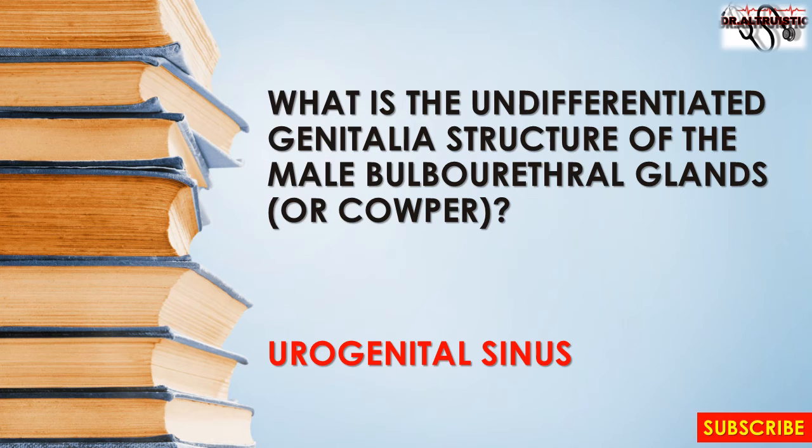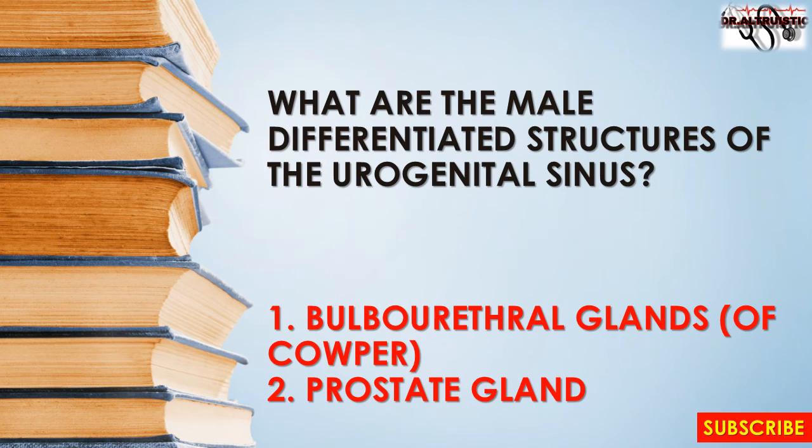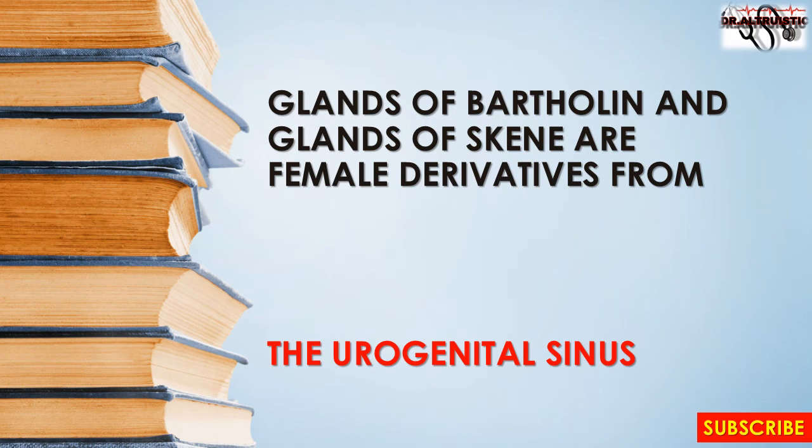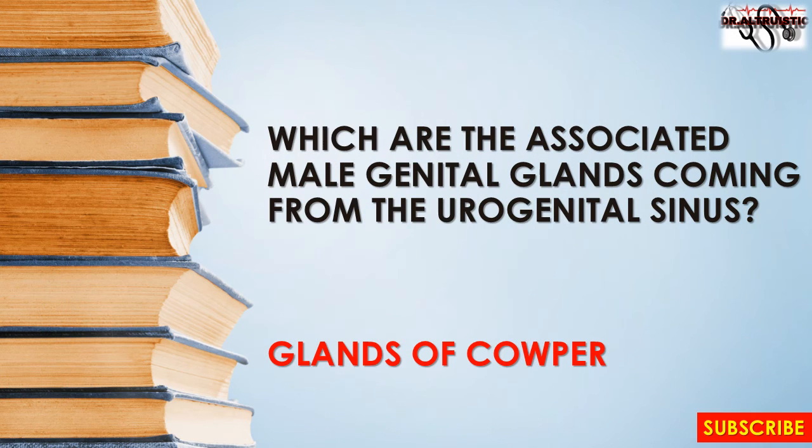What is the undifferentiated genitalia structure of the male bulbourethral glands, or Cowper? Urogenital sinus. What are the male differentiated structures of the urogenital sinus? 1. Bulbourethral glands of Cowper. 2. Prostate gland. Glands of Bartholin and glands of Skene are female derivatives from the urogenital sinus. Which are the associated male genital glands coming from the urogenital sinus? Glands of Cowper.